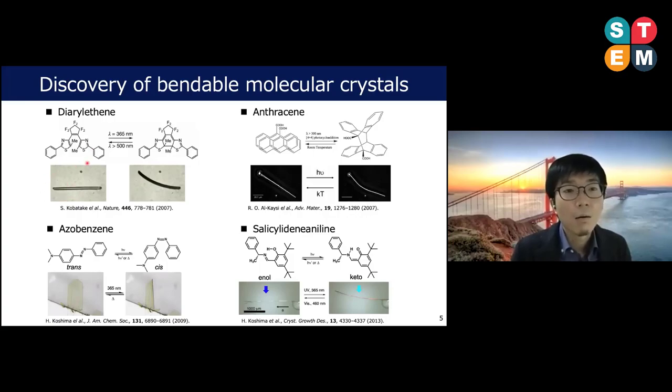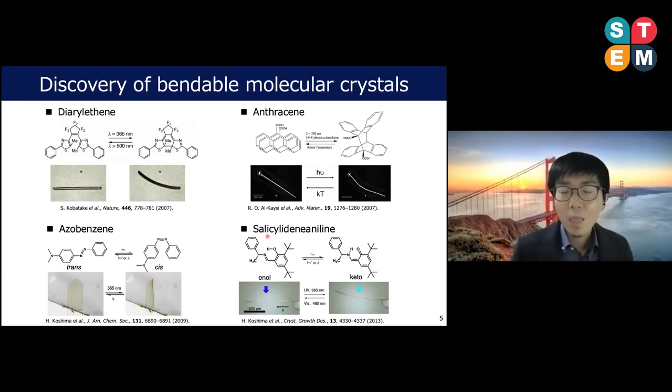Such crystals consisting of diarylethene molecules can bend by photo irradiation, which is UV light irradiation. Following this paper, many papers have been published: anthracene crystals, azobenzene crystals, and salicylidene anilines. These crystals can exhibit bending behavior due to photoreaction. And these kinds of crystals should be a new type of actuator, with light as a new type of stimulus.